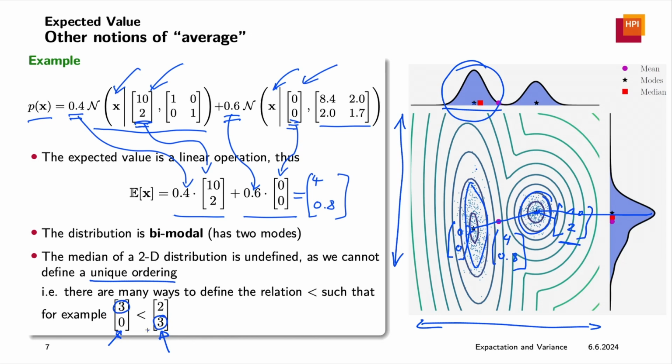So we somehow have to define what the ordering sign means. For example, we could define it only based on the second component. Then this point would be smaller than this one, because its second component is smaller than the second component of the second point.